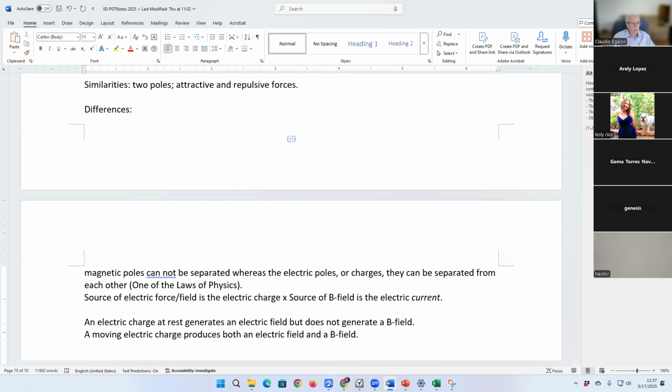That's another difference. The source of electric field is electric charge. The source of magnetic field is electric charge that is moving. If you want to create a magnetic field, a magnetic force, you've got to make your electric charge move. Okay?